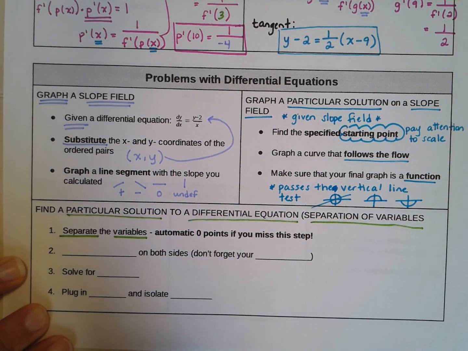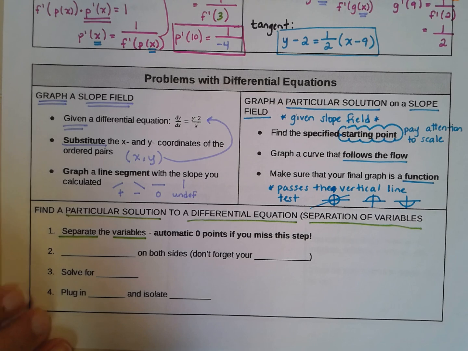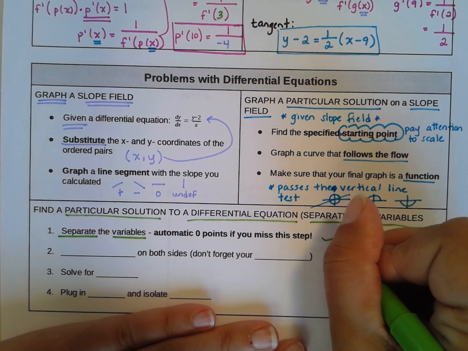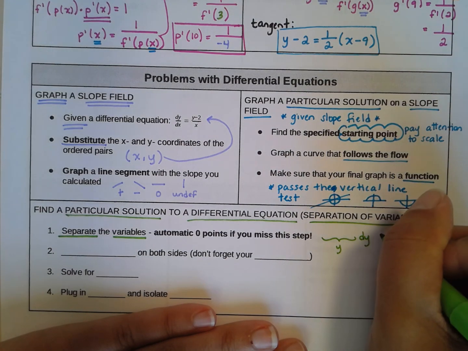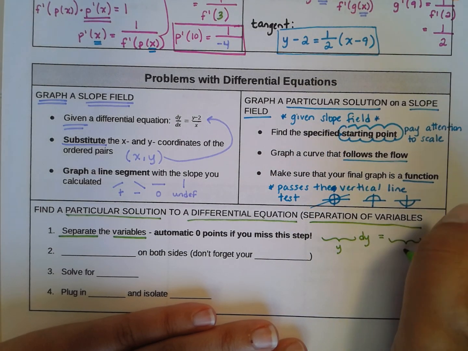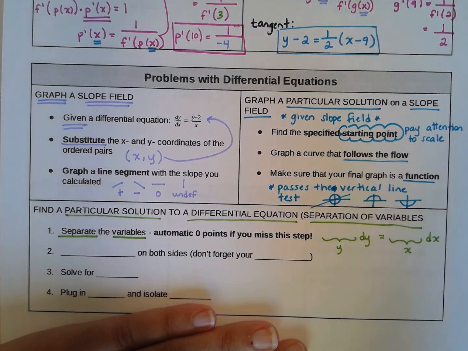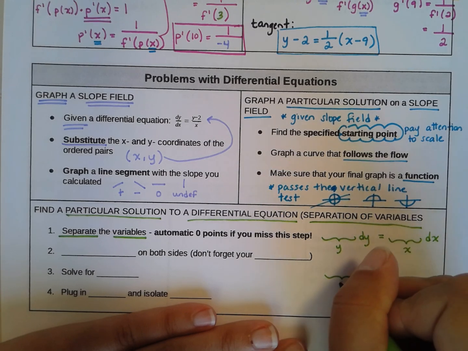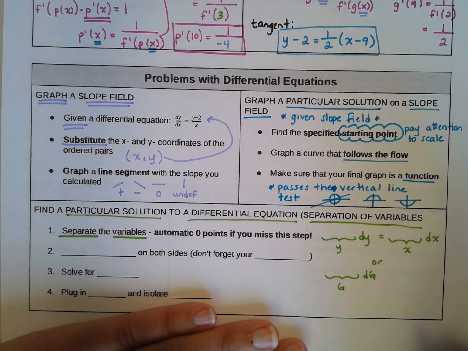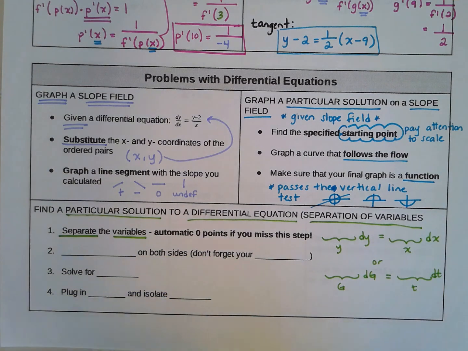It is an automatic 0 points if you miss this step. And here's what I mean by separate. You want all of the stuff that has a y with the dy on the left side, and you want all of the stuff that has an x with the dx on the right side. And another example could be you want all of the stuff that has a g with the dg on the left side, and you want all of the stuff that has a t with a dt on the right side. So it doesn't matter what the variables are, but you've got to kind of get those pieces separated.